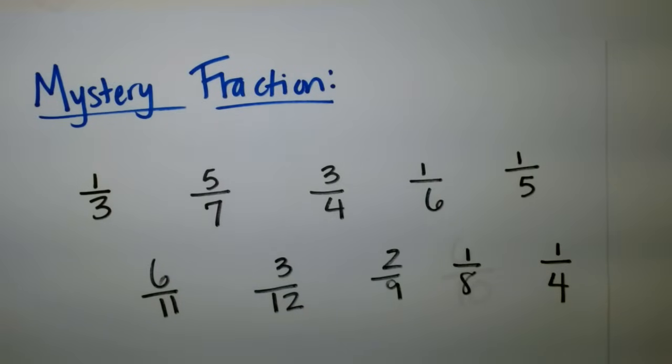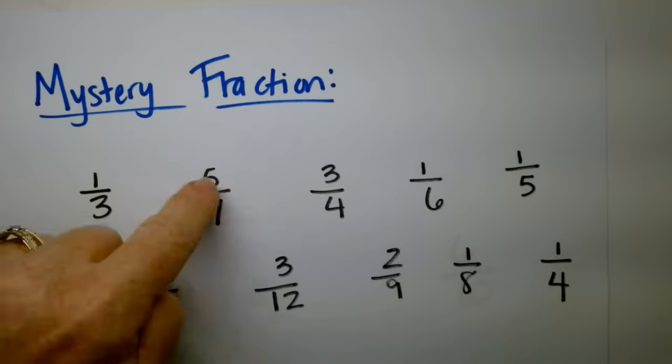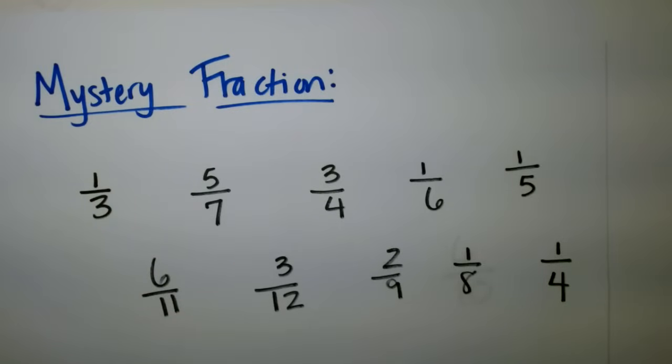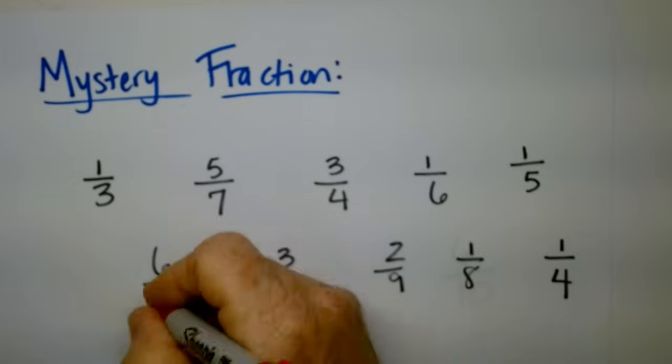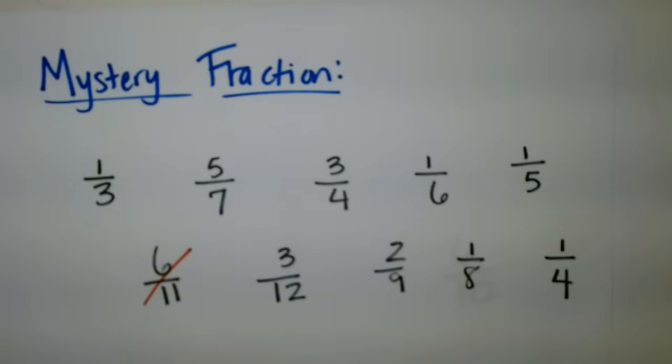We have to find the fraction, and here's your first clue. There are 5 clues. Number 1: the sum of my digits is less than 10. That means if you add the top and the bottom, they're less than 10. So which one should we cancel out? The sum of my digits is less than 10. It's crossed out. This guy? Anybody else? Is that it?